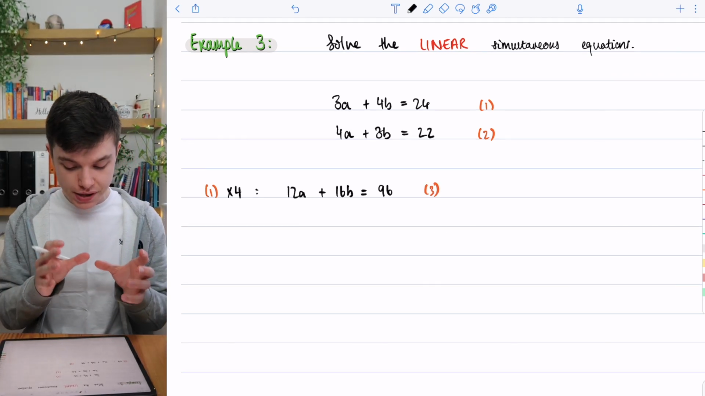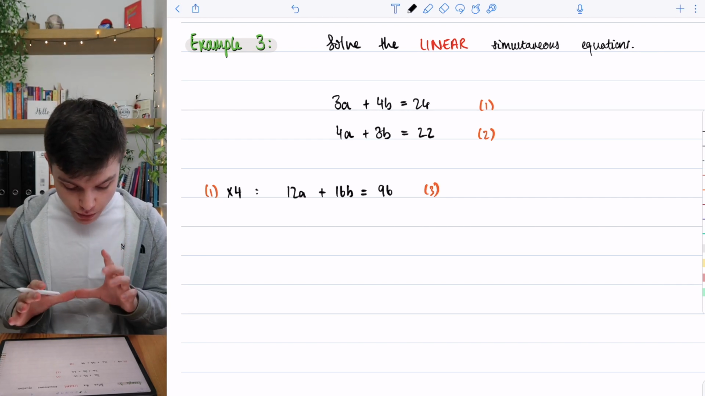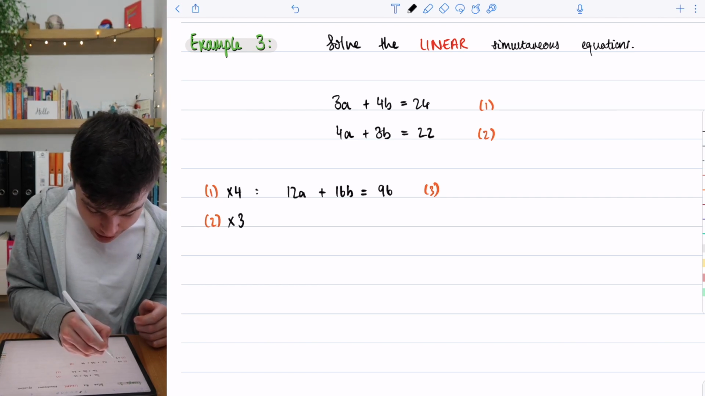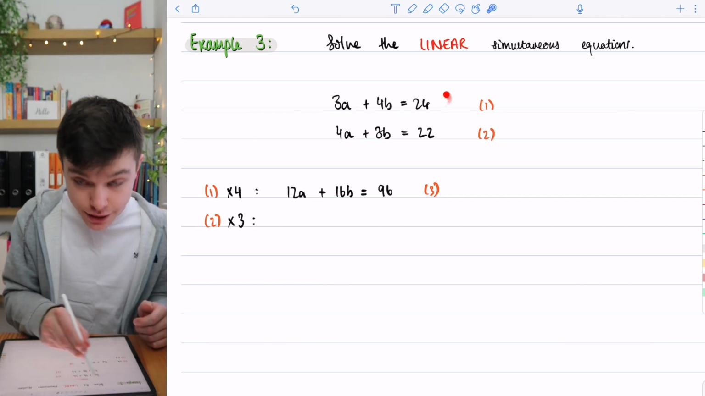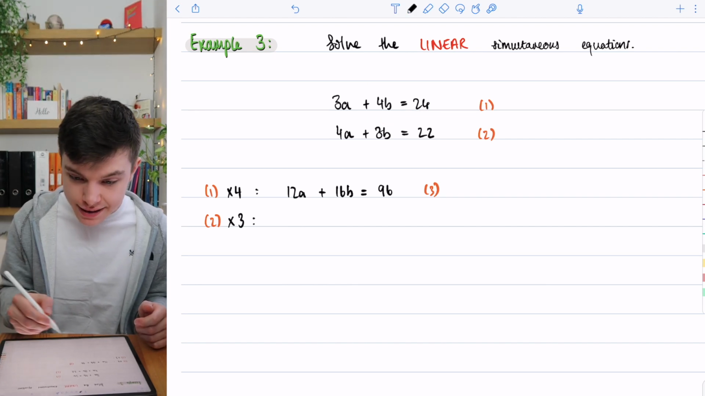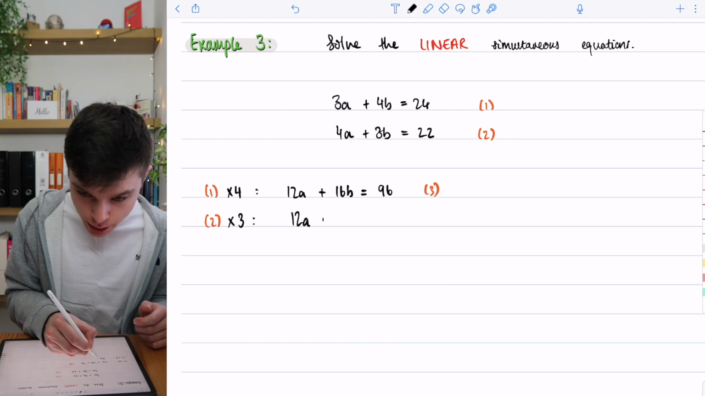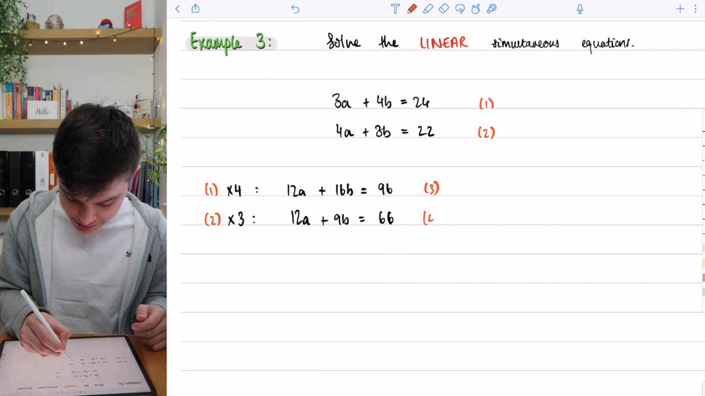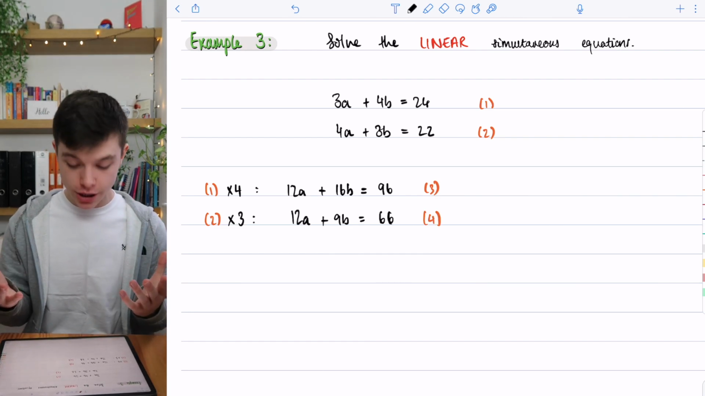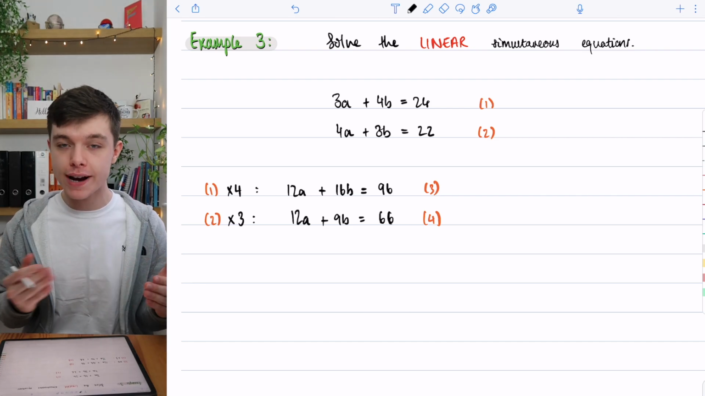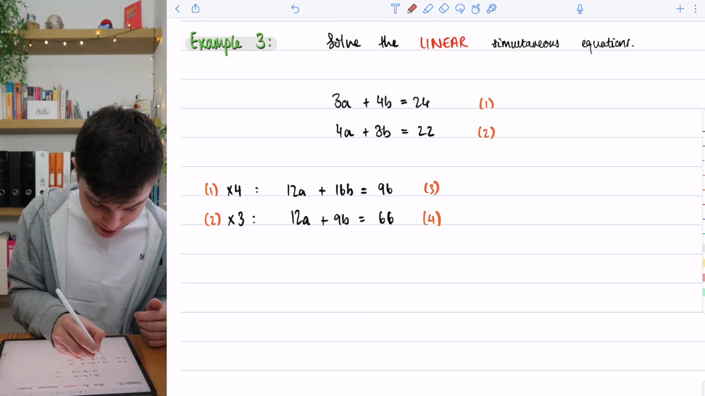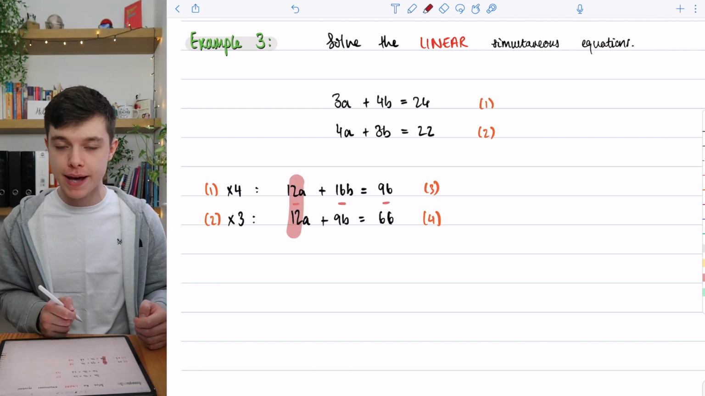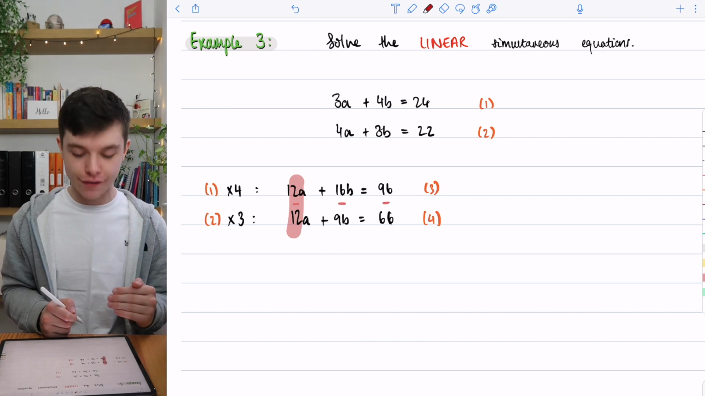And then I also need the same number of a's in equation 2 as well. What I'm going to do with equation 2 is multiply that one by 3, because we've got 3a in the first equation. So when I do that, I get 12a plus 9b is equal to 66, and we'll call that equation 4. So now we can eliminate a by subtracting the two equations. If I subtract all of these parts, we can see that 12a minus 12a is going to disappear.